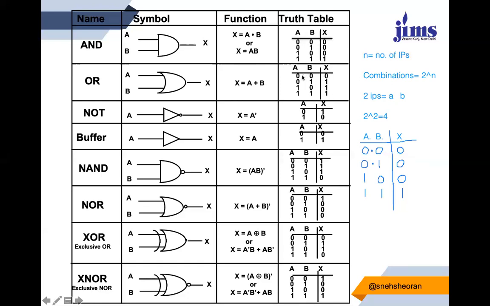In this, you can see when A is low and B is low, then output X is also low. The second combination, when A is low and B is high, then X is high. Third combination, A is high and B is low, then the output is also high. And in the last case, A is high and B is high, both inputs are in high state, so X also is at high state.